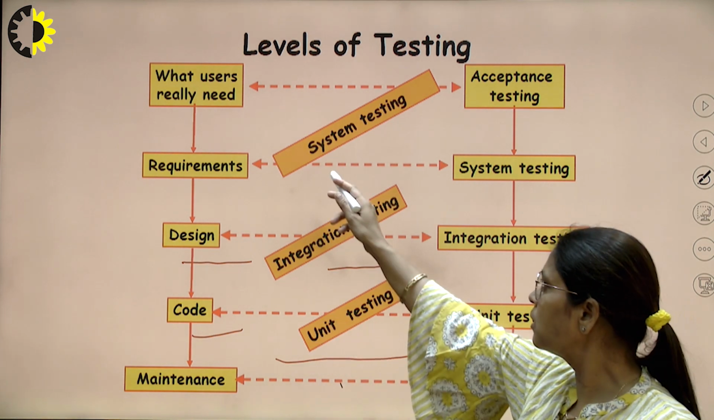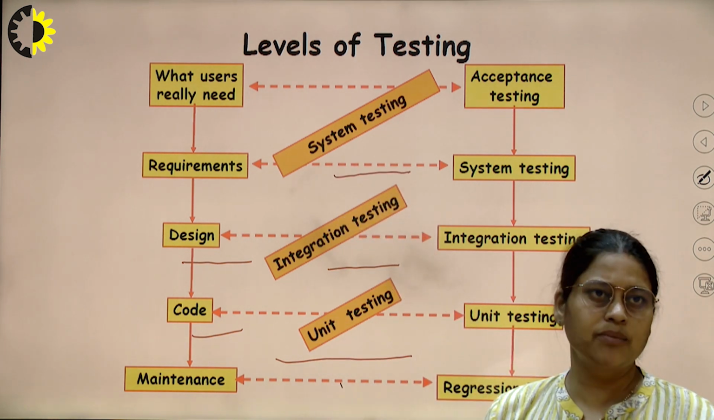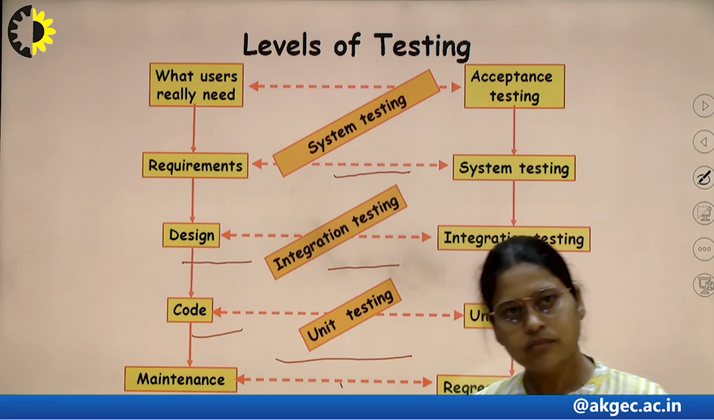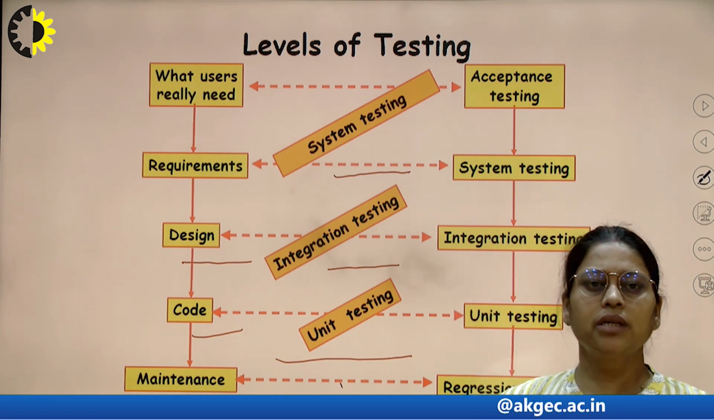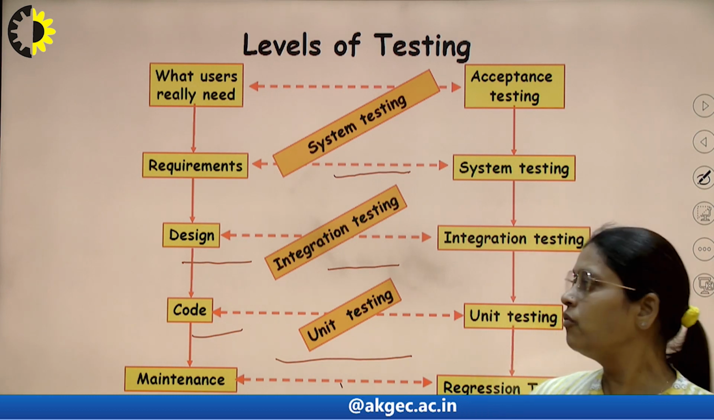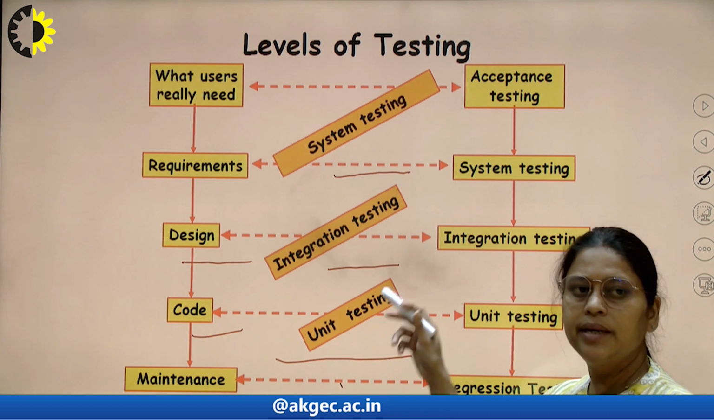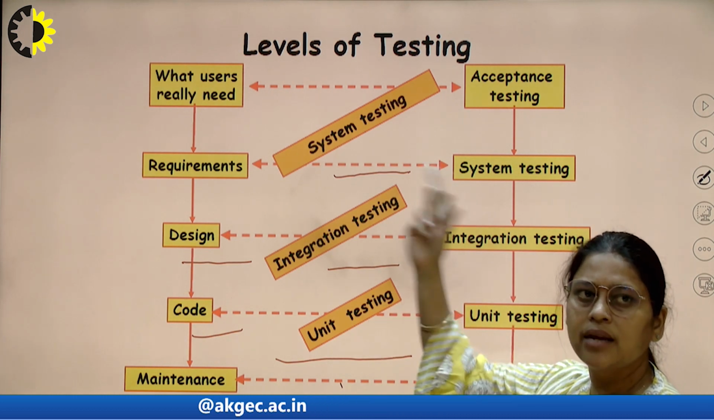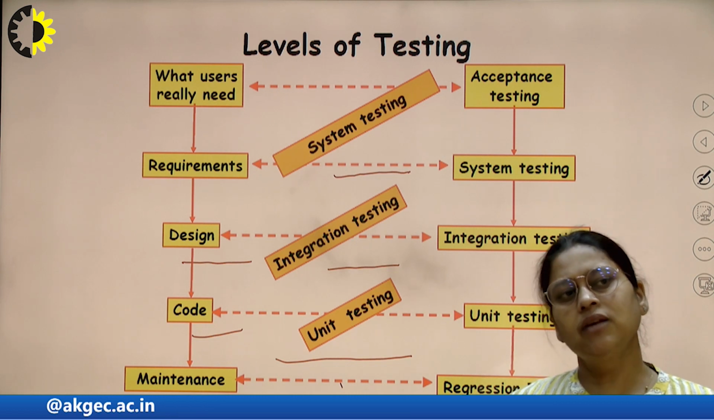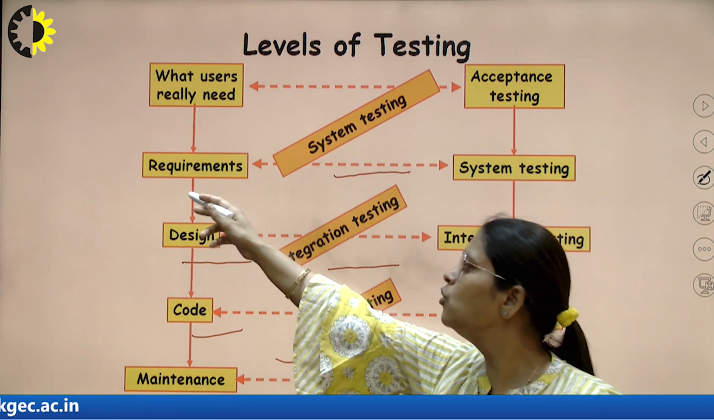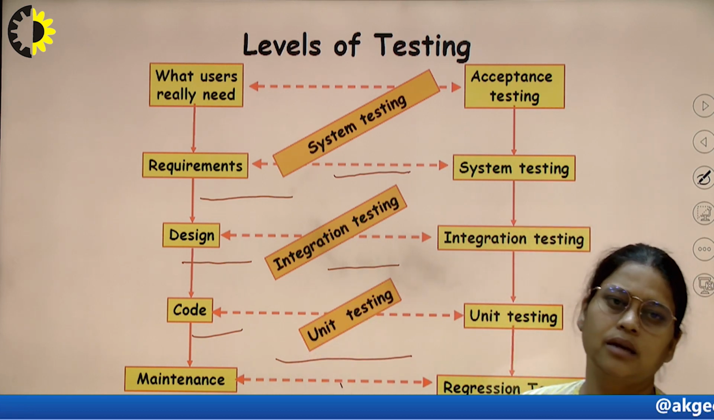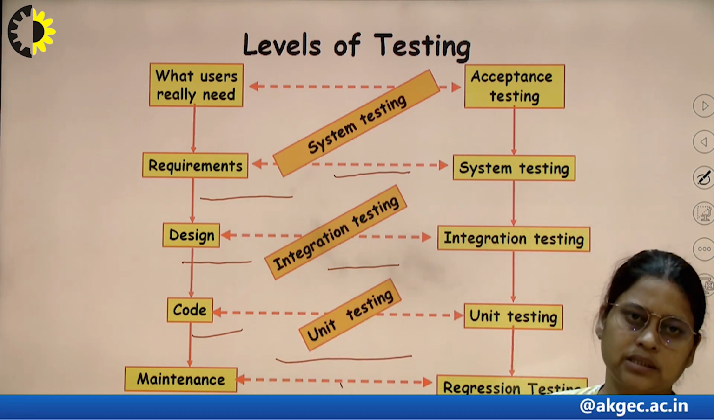Now, we come to the third level of testing, that is system testing. System testing is basically the testing of software as well as hardware. Finally, once we complete unit testing and integration testing, then we perform system testing. System testing validates the requirements of the user, and it will finally validate the expectations of the users.